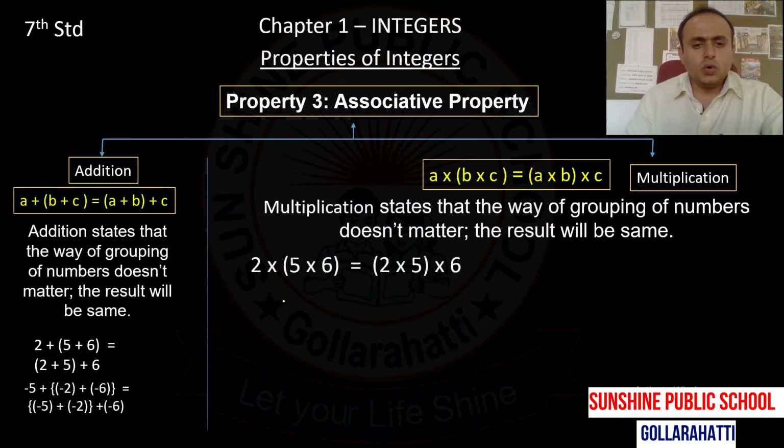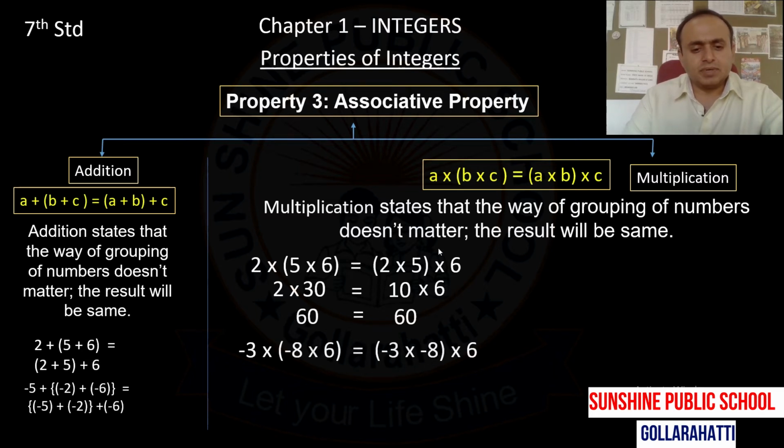Example: 2 into 5 into 6 is equal to 2 into 5 into 6. Multiply ಮಾಡಿದ 2 into 5 into 6, that is 30, is equal to 2 into 5 is 10 into 6. So 2 into 30 and 10 into 6, multiply ಮಾಡಿದಾಗ 2 30s are 60 is equal to 10 into 6 is 60. So again we got the same answer.